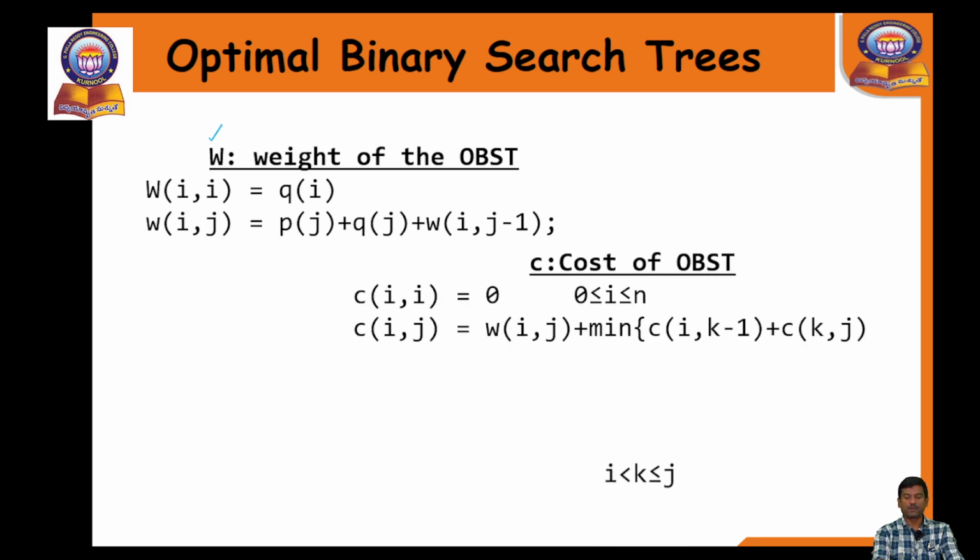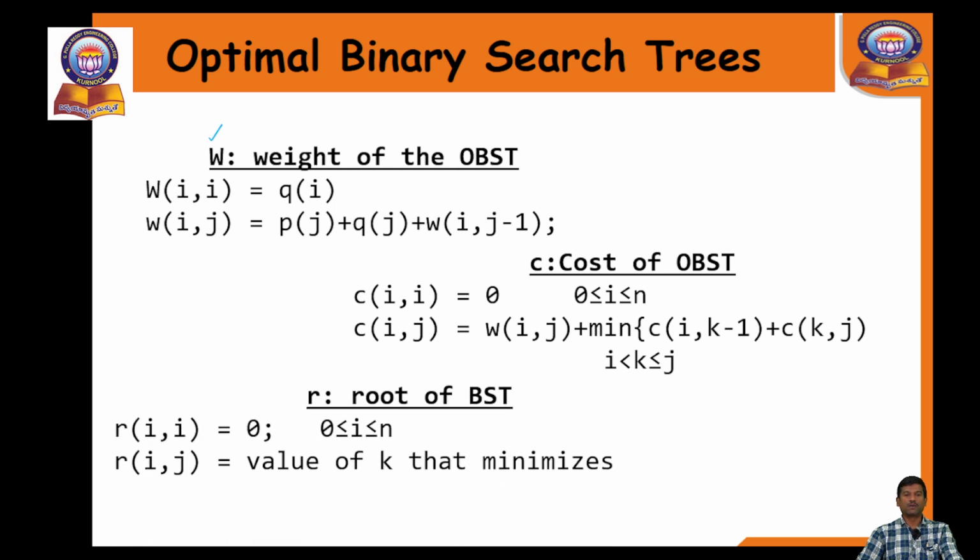Similarly, in order to find the cost, it is given by the formulas C of I, I equal to 0, where I ranges between 0 to n, and C of I, J is given by the formula W of I comma J plus minimum of C of I comma K minus 1 plus C of K comma J. And R represents the root. So R of I comma I is given as 0, and R of I comma J is the value of K that minimizes this, for the optimal binary search tree.